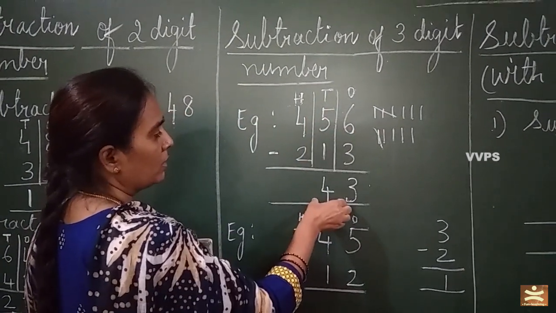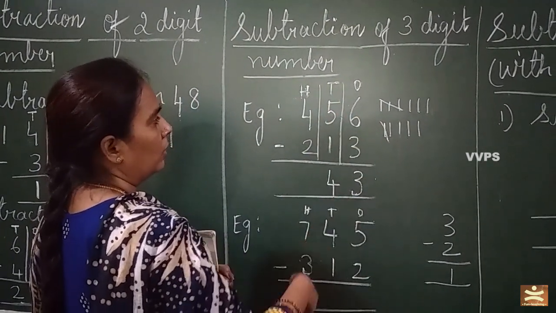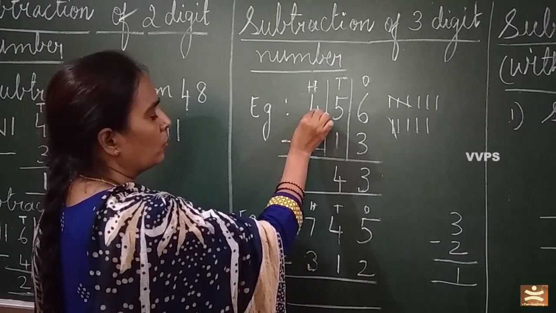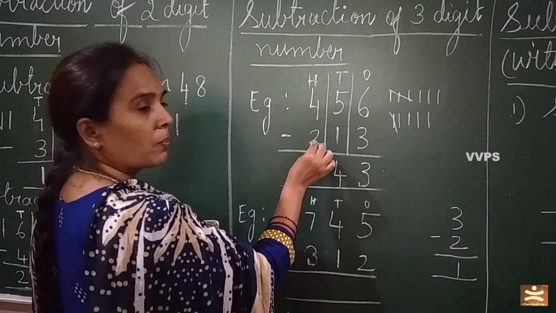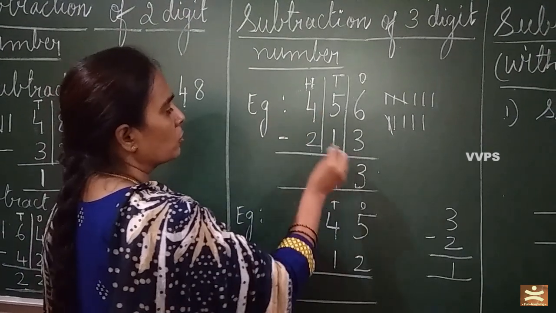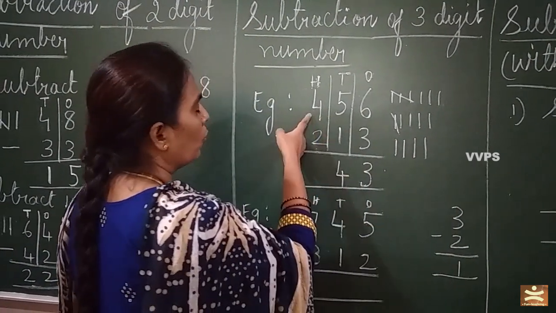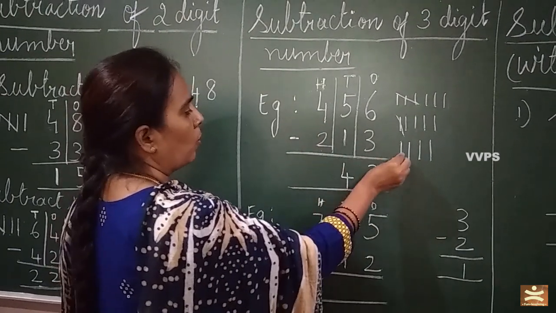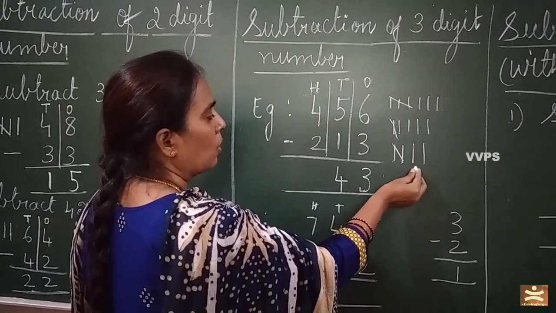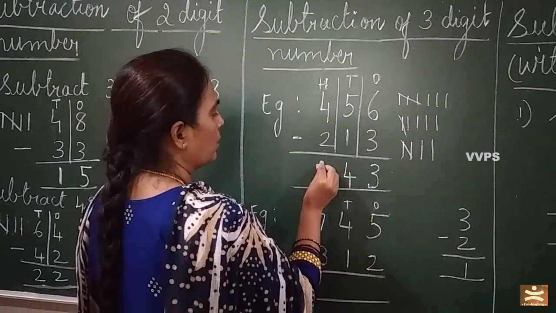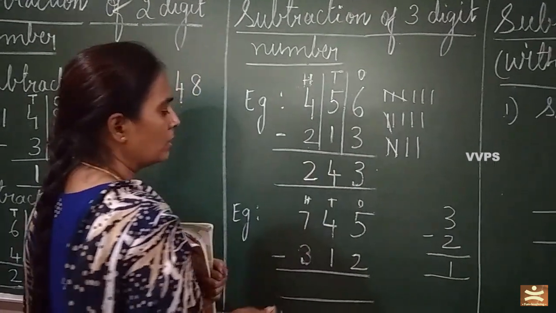See the column, children, it has to be straight. Okay, now in hundreds place you have your 4 and 2. You have to subtract 2 from 4. So draw 4 lines. 1, 2, 3, 4. From 4 you have to subtract 2. So 1, 2. 2 goes, 1 and 2. So write here 2. Got it, children?